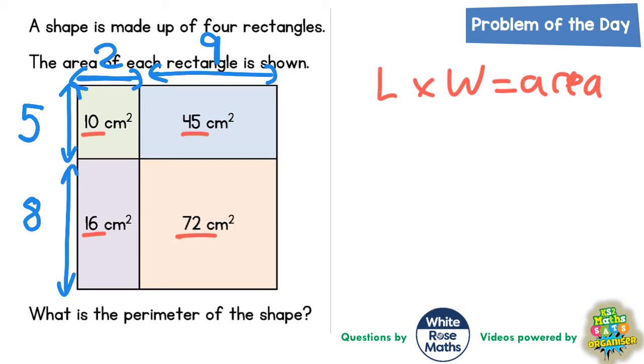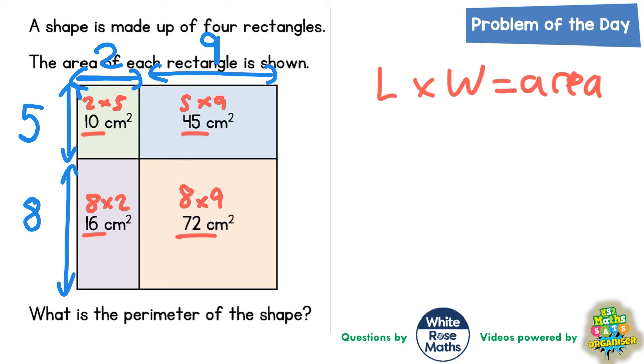Now, a quick double check. This 10 here is coming from 2 times 5, so that works. 2 times 5 is 10. This 45 is coming from 5 times 9, 45. This 16, if you read across the side, is 8, and up to the top is 2, so that's 8 times 2. And the 72, if you read across the side, is 8, and up to the top is 9, so that's 8 times 9. So we appear to have found our correct measurements.